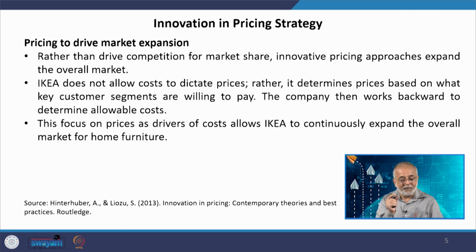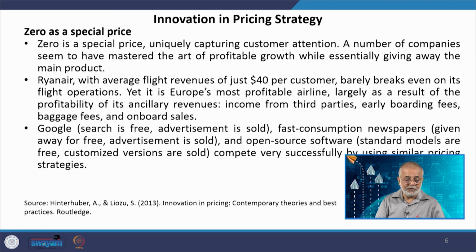So, rather than drive competition for market share, as I am saying, innovative pricing approaches expand the overall market. IKEA does not allow costs to dictate prices, rather it determines prices based on what key customer segments are willing to pay. It is intelligent, it is innovative, because IKEA traditionally is an innovative company, so they could think in terms of product innovation as well as price innovation to couple up that product innovation, and that is intelligent. So, the company then works backward to determine allowable costs. This focus on prices as drivers of cost allows IKEA to continuously expand the overall market for home furniture, and I have talked about this example a couple of times before as well.